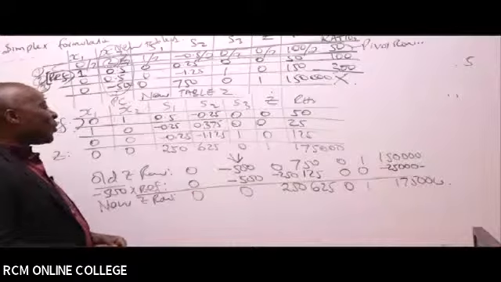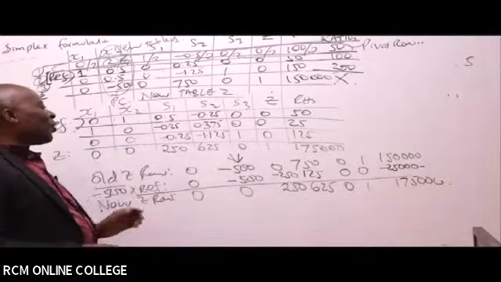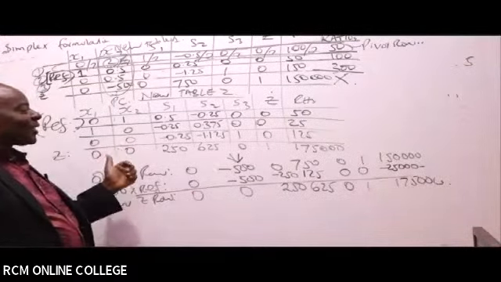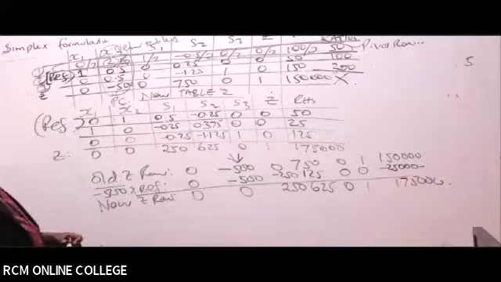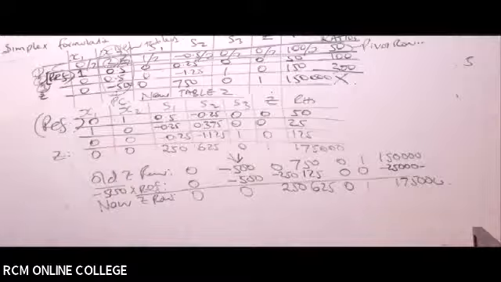Hooray! Why? Because I can see now finality on my Z row. Now I can't see losses. Now no losses at all. So the above table is what here? The above table is optimal.